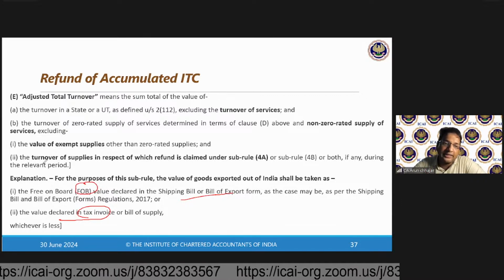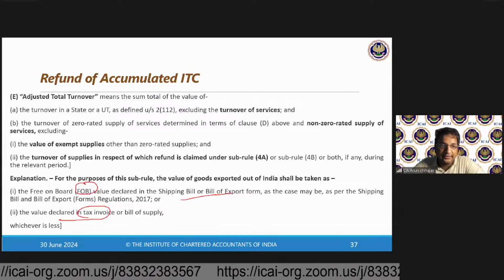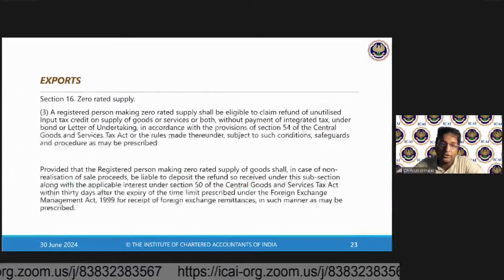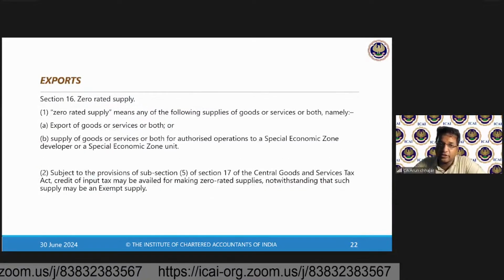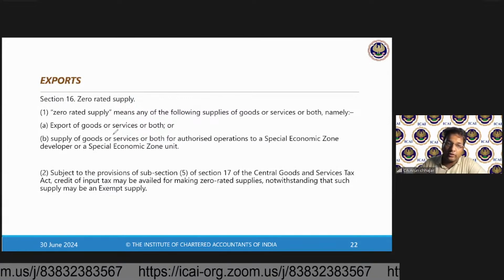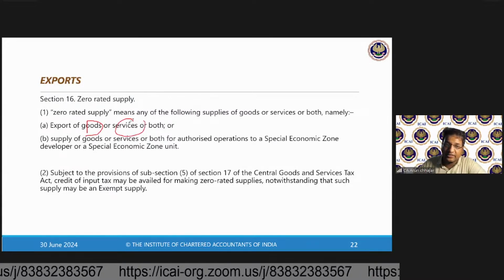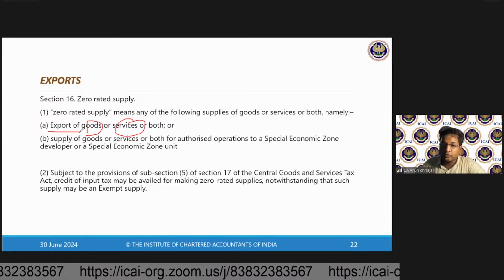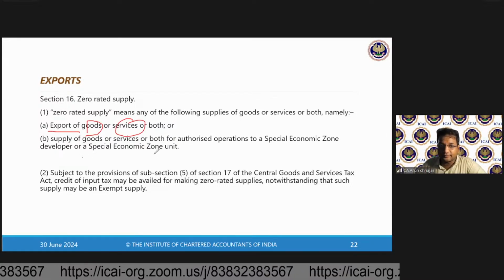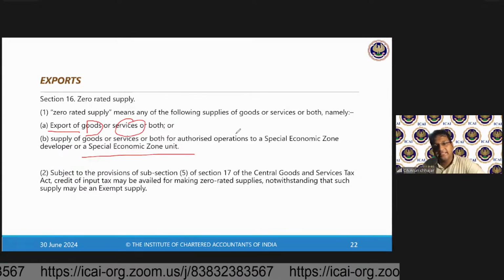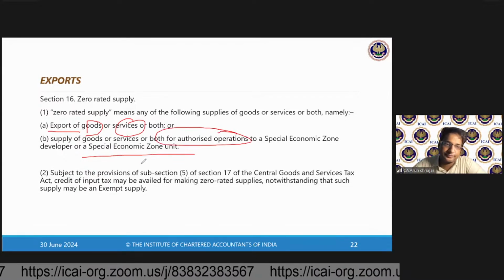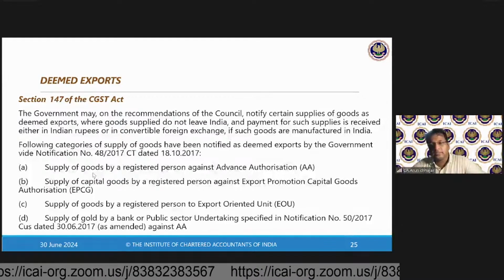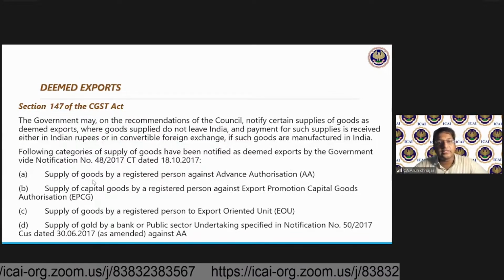Zero rated supply means export and SEZ. Let me go back. This is the definition of zero rated supply. It includes goods as well as services which are either exported or supplied to the SEZ unit or developer. But for SEZ, it should be for authorized operation. So let me move further.